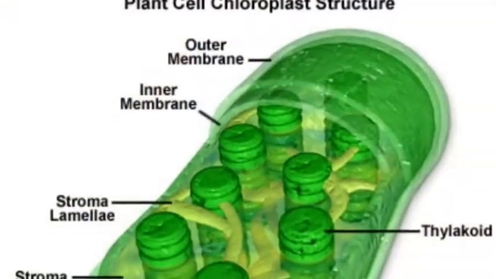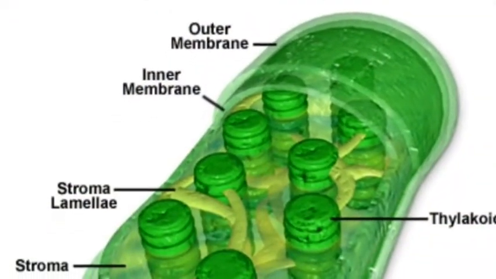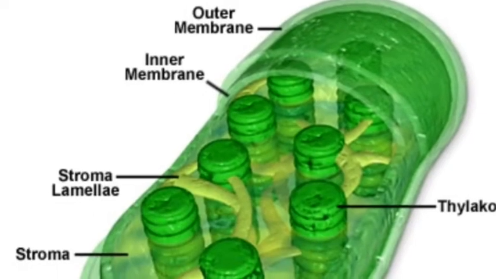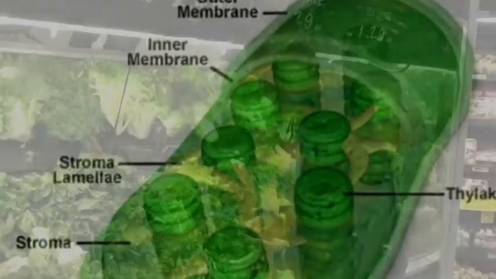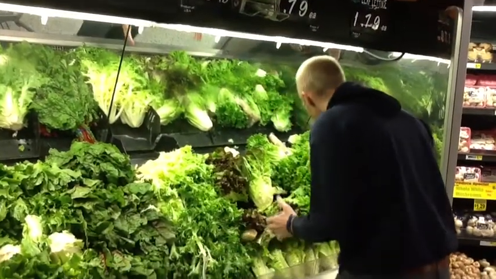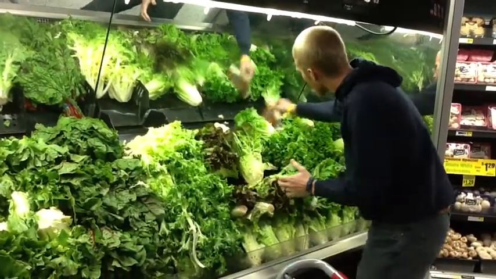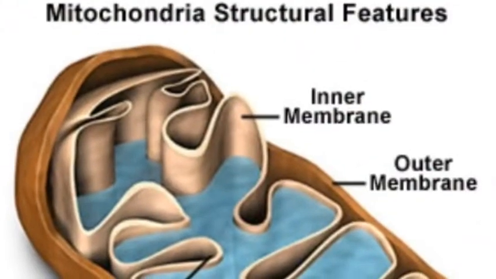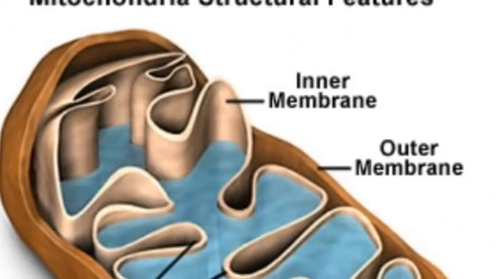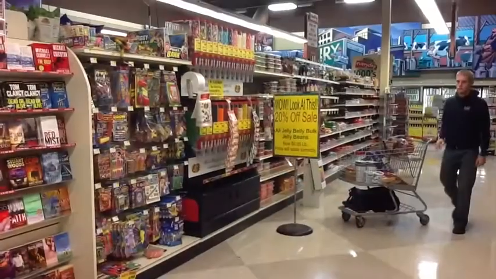Now that we're in the cell, let's look at some of the organelles. First, we're going to go ahead and look at the chloroplasts. Chloroplasts are in plant cells. They photosynthesize, turning sun energy into sugar. Sugar! That sugar then goes to the mitochondria and is broken down into usable cell energy.